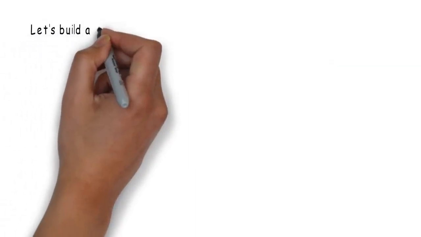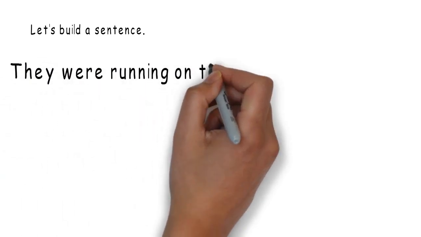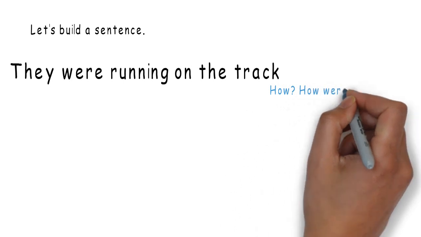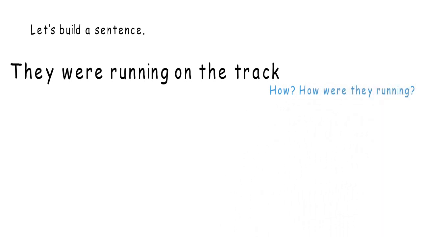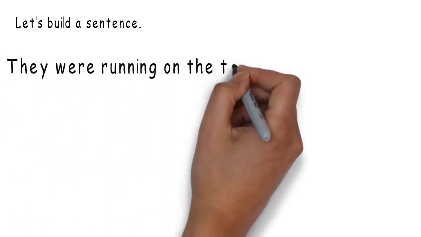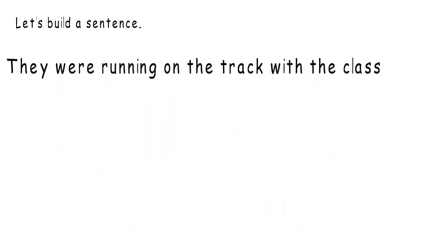Let's build a sentence. They were running on the track. How? How were they running? They were running on the track with the class. Okay. Let's build a sentence. They were running on the track with the class.